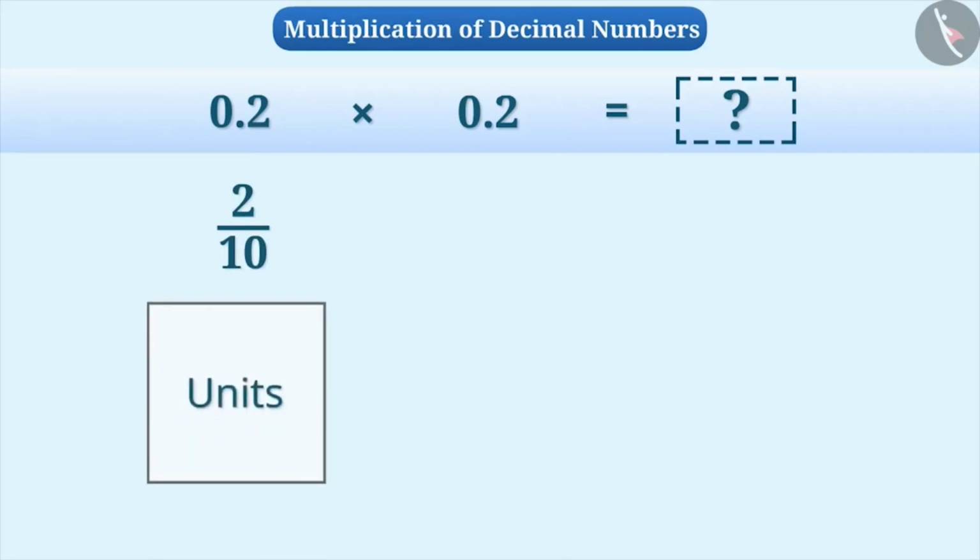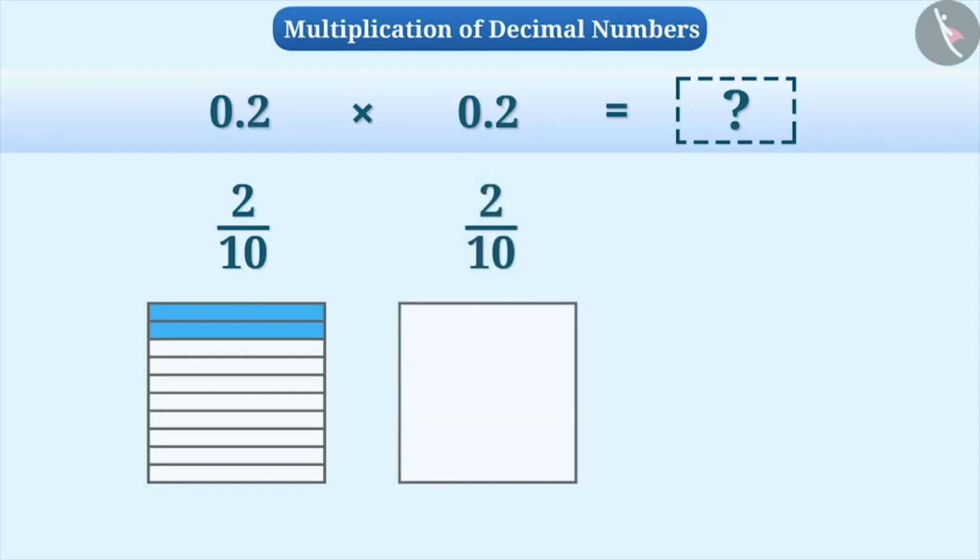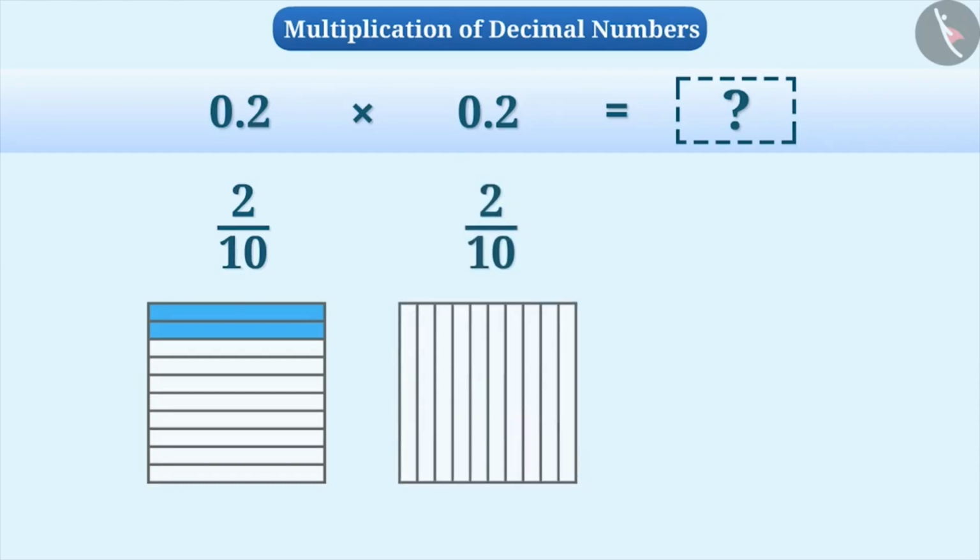First number is 0.2, which can be expressed in fractions as 2 by 10. To represent this, we will consider a square as one unit and divide it horizontally into 10 equal parts. We will shade two parts in it. Similarly, the second number is 0.2, which means 2 by 10. To represent this, we will take one more square and divide it vertically into 10 equal parts and shade two parts of it. Therefore, 0.2 multiplied by 0.2 can be represented as 2 by 10 multiplied by 2 by 10.